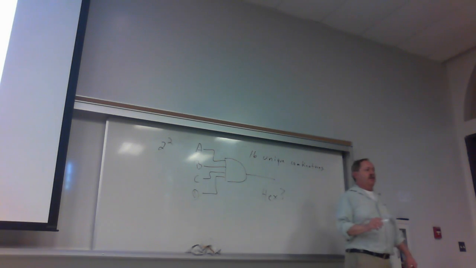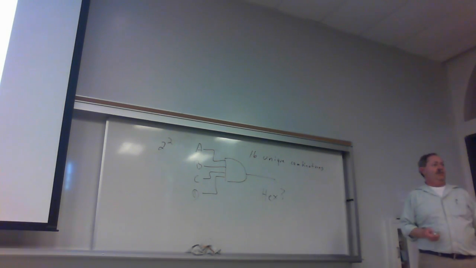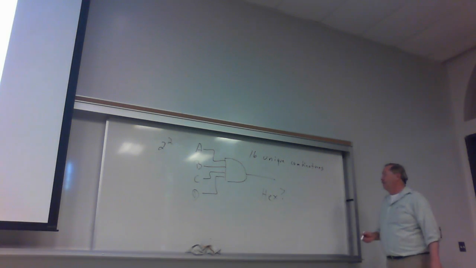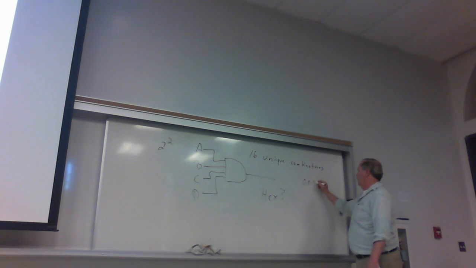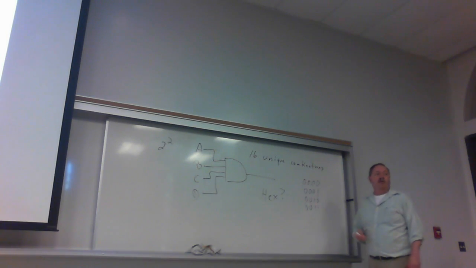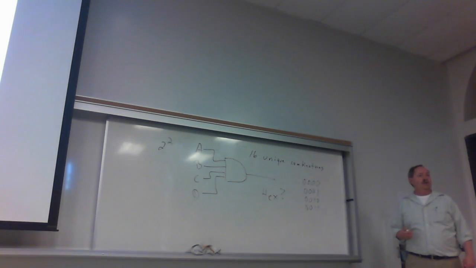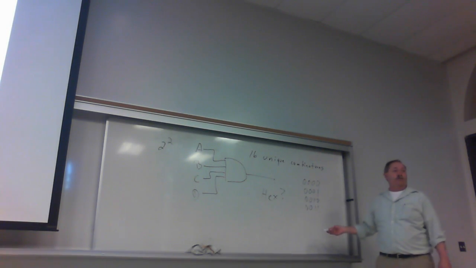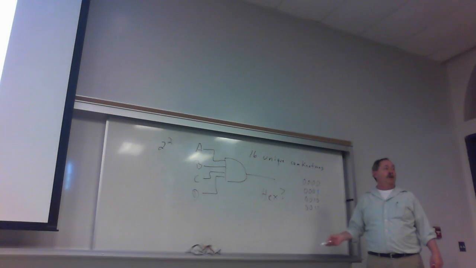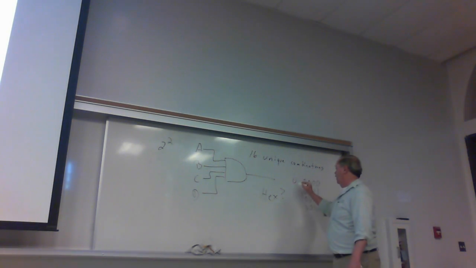Does it sound like a hexadecimal number to you? No. How many unique combinations do I have? 16? 16 is what I get, right? 0 through 9, A through F, that's 16 unique combinations, right?